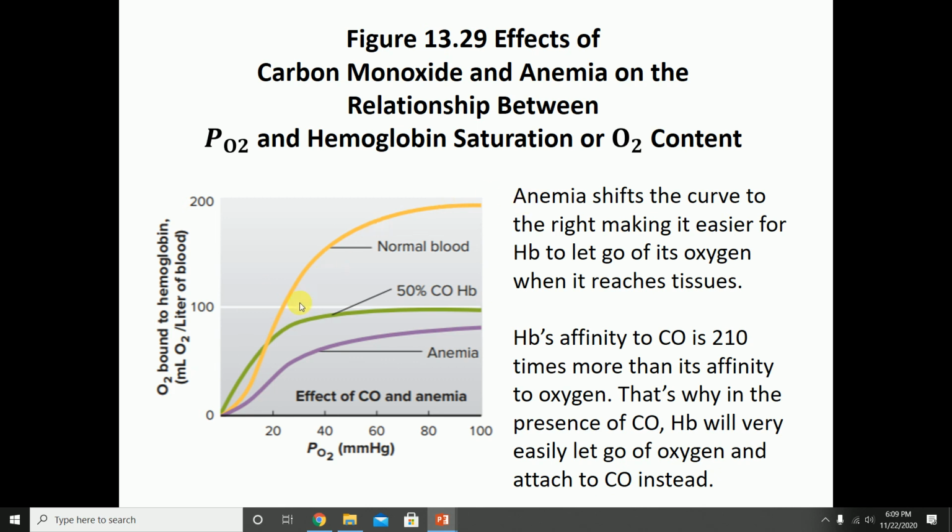Now, in exposure to carbon monoxide, the problem with carbon monoxide is that the affinity of hemoglobin to carbon monoxide is 210 times more than its affinity to oxygen. So when hemoglobin finds carbon monoxide, it totally ignores oxygen, and it will combine with carbon monoxide and does not let go. Okay, and that's where the problem is.